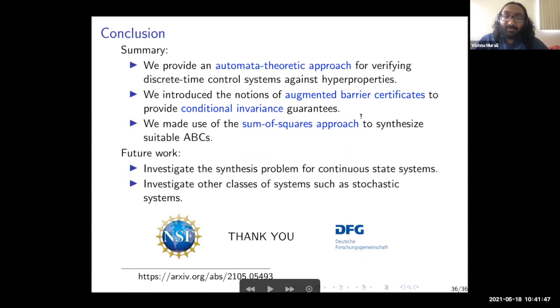In conclusion, we provide an automata-theoretic approach for verifying discrete-time control systems against hyperproperties. We introduce the notion of augmented barrier certificates to provide conditional invariance guarantees, and we made use of the sum of squares technique to synthesize suitable augmented barrier certificates. As future work, we plan to investigate the synthesis problem as well as investigate the verification problem for other classes of systems, such as stochastic systems.